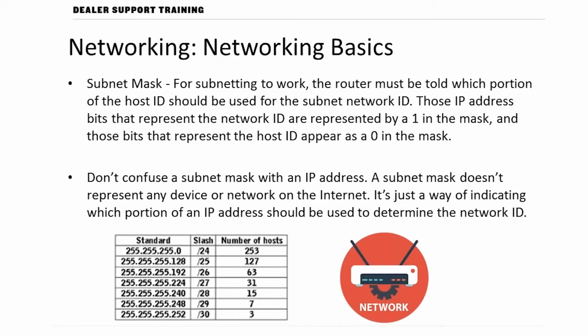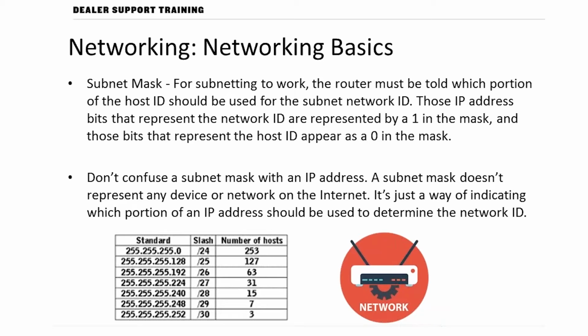For subnetting to work, the router must be told which portion of the host ID should be used for the subnet network ID. Those IP address bits that represent the network ID are represented by a 1 in the mask, and those bits that represent the host ID appear as a 0 in the mask.